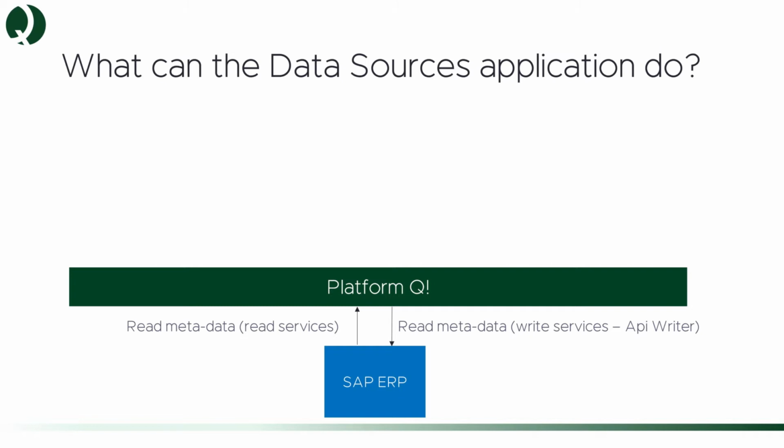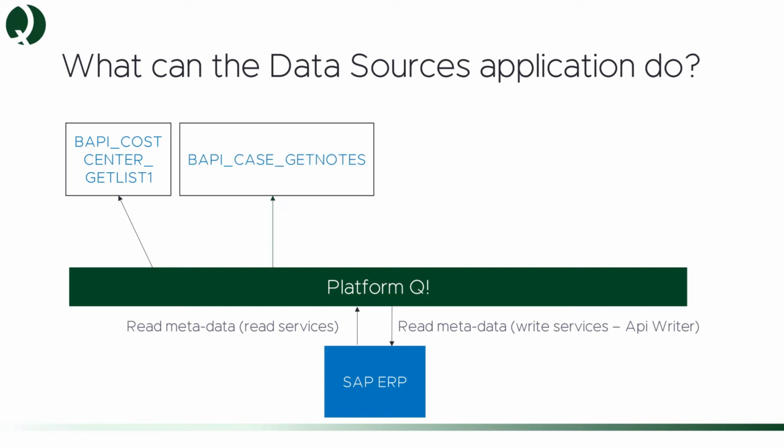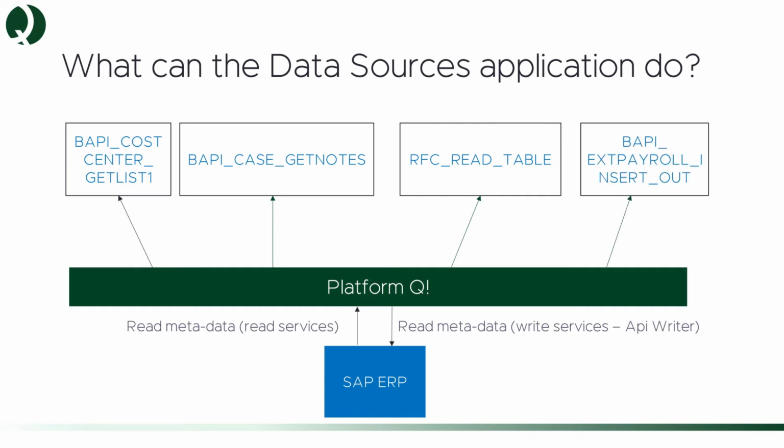Before you can work on the data, you need to read the data from the SAP ERP system on Platform Q. This can, for instance, be a look on a specific cost center. For this, we are going to use the BAPI cost center getList1. The creation of new data sources continues, and eventually, we also want to read SAP tables with the function module remote function call read table. Depending on the use case you want to solve and the permissions your selected source system user has, you can access the proper BAPI for your scenario.